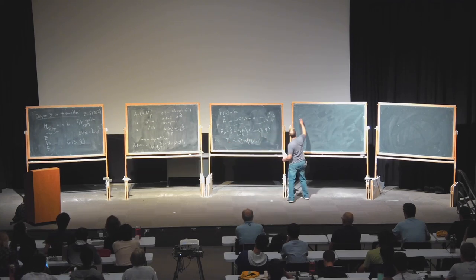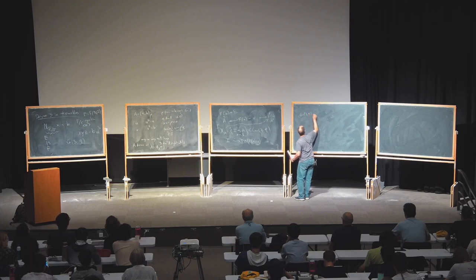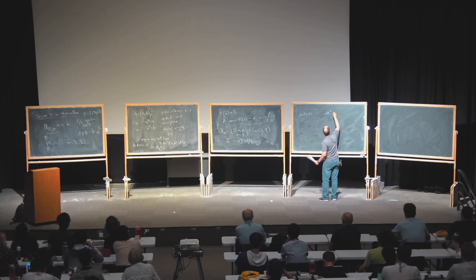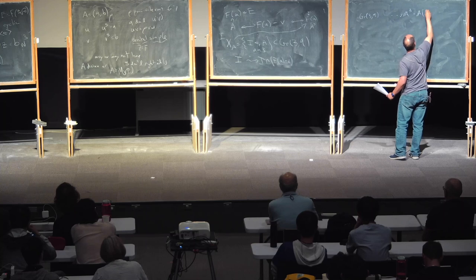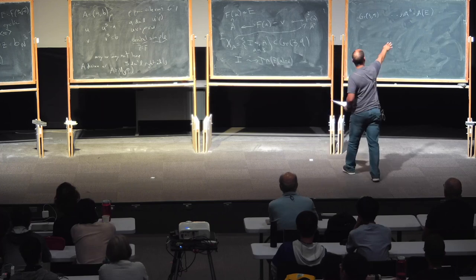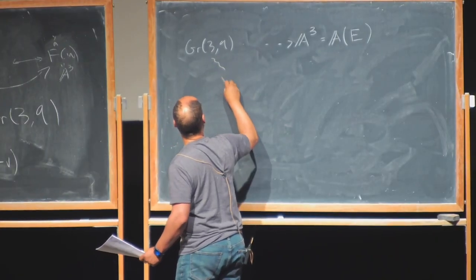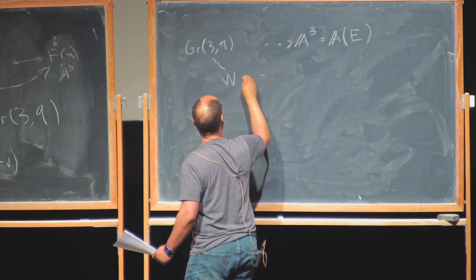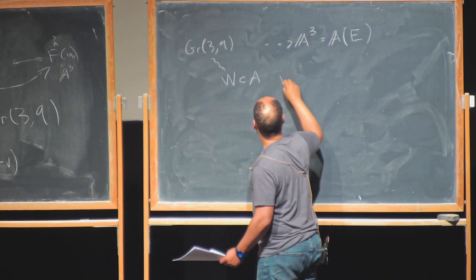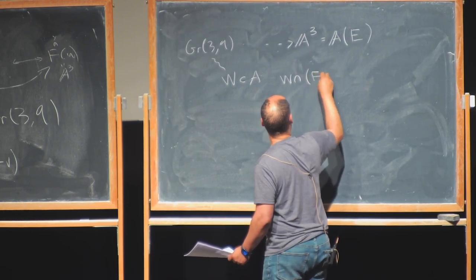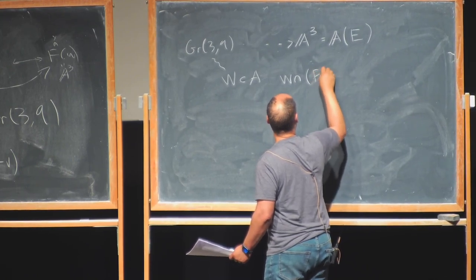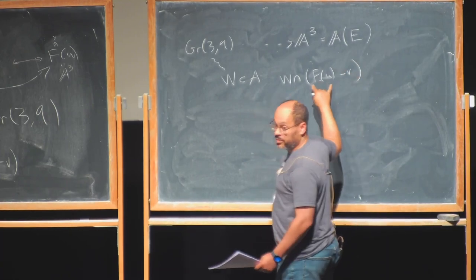So we have a map. There's at least a rational map from Gr(3,9) to A3, where I think about this A3 as really the underlying affine space of E, thought of as just a vector space. What's the map? If somebody gives you a subspace W, then I think about this as sitting inside of a particular nine-dimensional vector space, A, and I intersect W with this particular F(u), which is E really, minus v, this particular three-dimensional subspace.